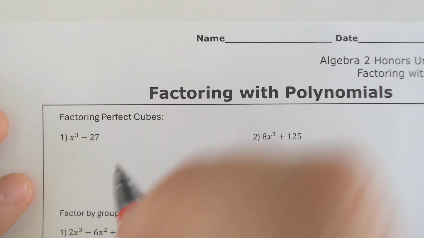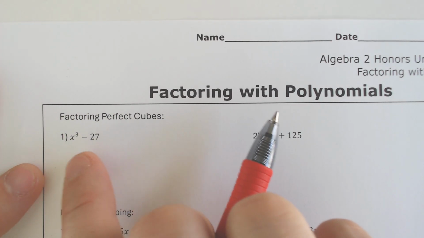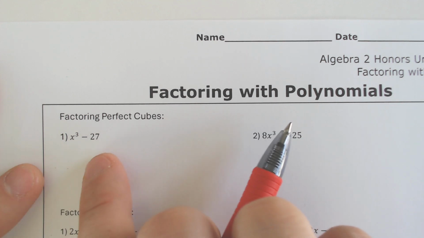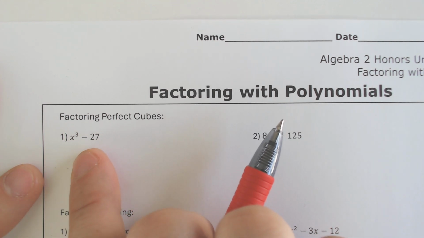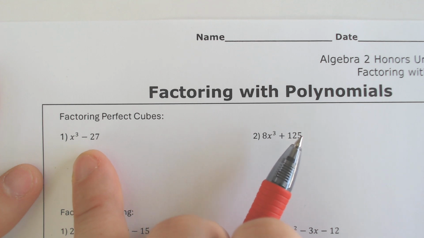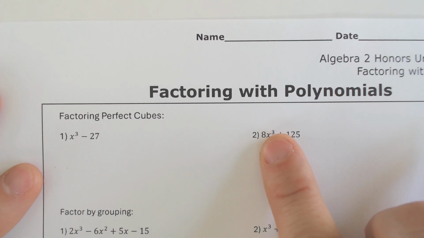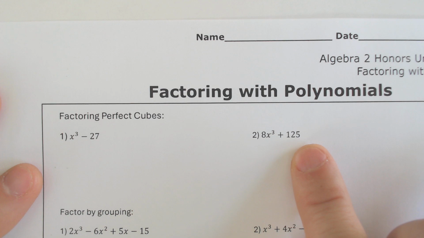So perfect cubes, both terms, there's only going to be two, are going to have to be cube rootable. So x to the third is definitely cube rootable. 27 is also cube rootable. And here on number 2, 8 is cube rootable, and the 125 is cube rootable.